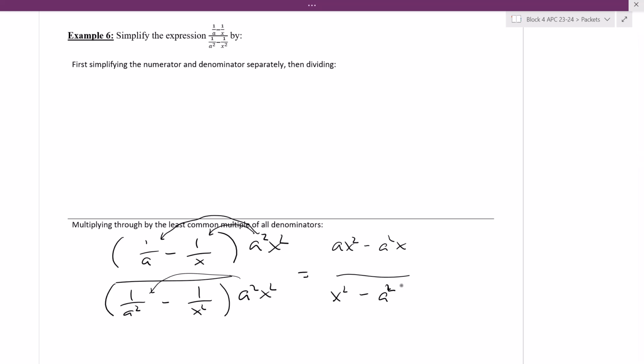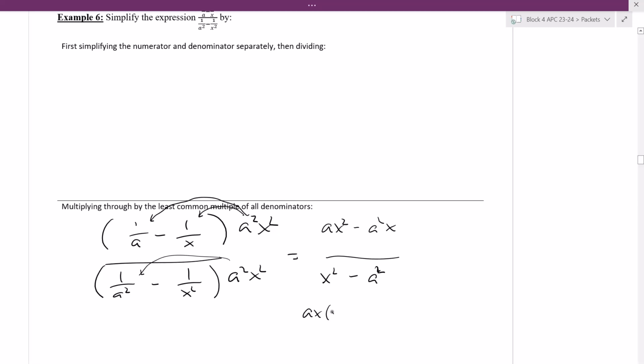The top, how do I factor that? There's an a and an x, so I'll factor out an a and an x, leaving us with x minus a. The bottom, what 3 words should be running through your head? Difference of squares should bring happiness to your body and mind. Oh, look at that.